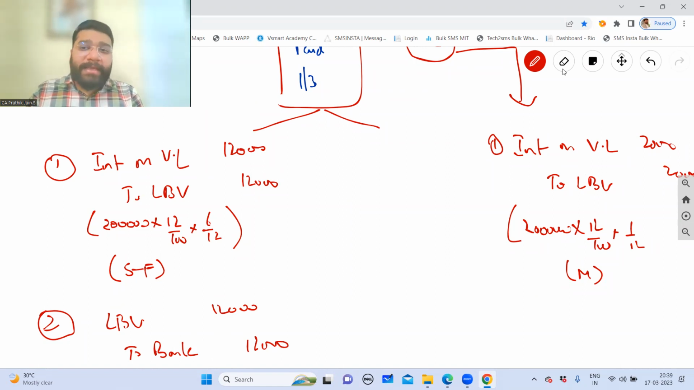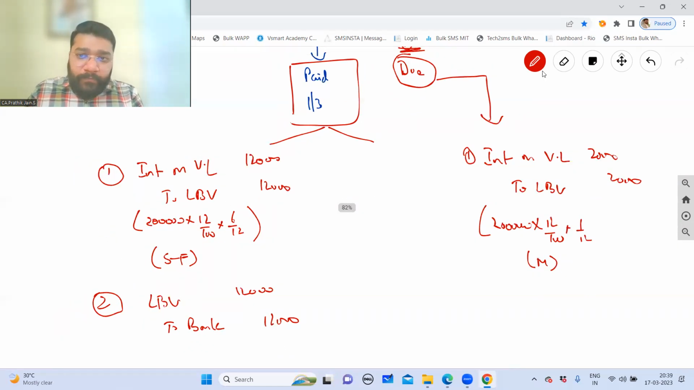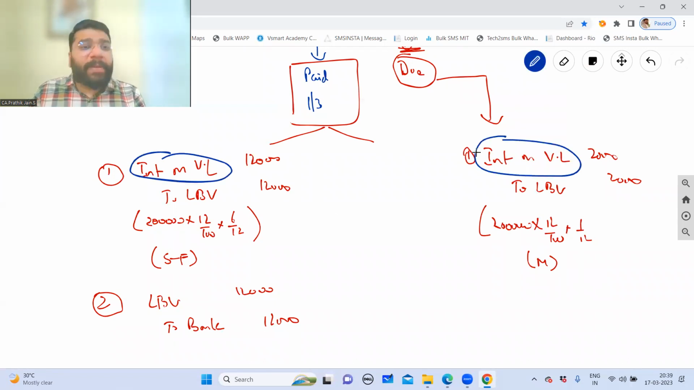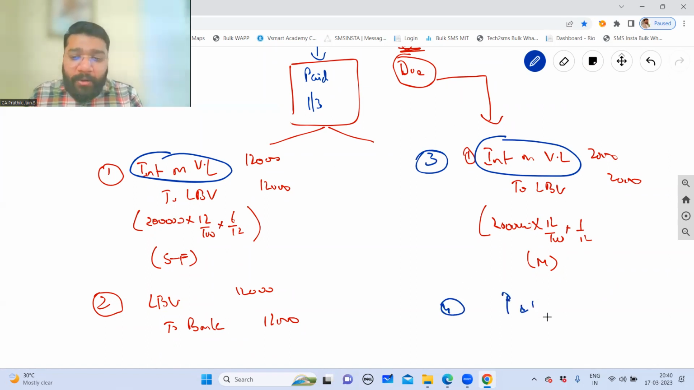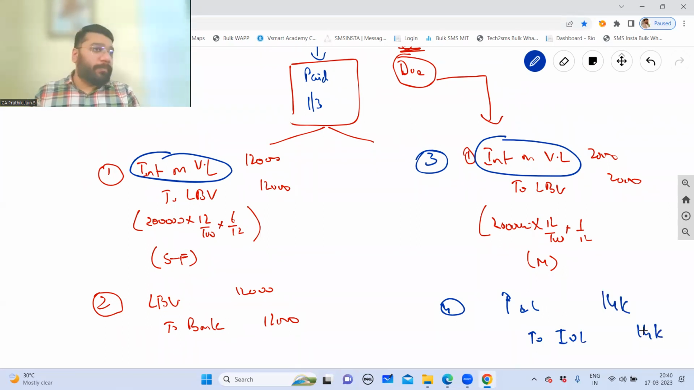Okay. Then what will be my next entry? This interest is my expenditure. I need to close it by transferring to P&L account. So this is one entry, this is the second entry, this is the third entry. The fourth entry will be what? I'm transferring this to P&L. So P&L account debit to loan by Vijay, loan 14,000, 14,000. With this I can stop.